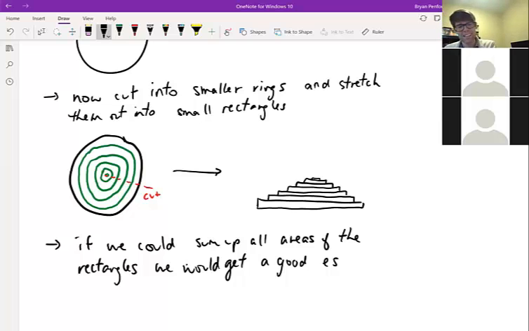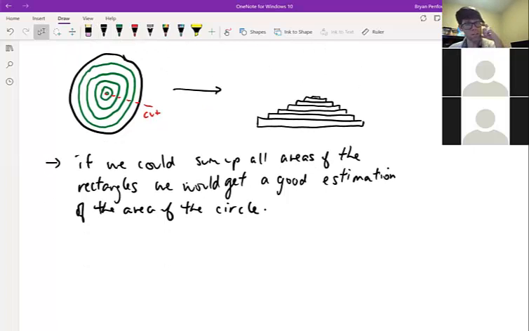Log to pyramid, yeah, exactly. And I say good estimation because it's not perfect, right? We're not going to get perfect rectangles when we stretch out the circle. It would probably be more like little trapezoids or something like that. I forget, I think trapezoid is the word, right? Some kind of trapezoid. So adding up the rectangles gives us a pretty good estimation for the area. It's not going to be perfect, but we do the best we can.